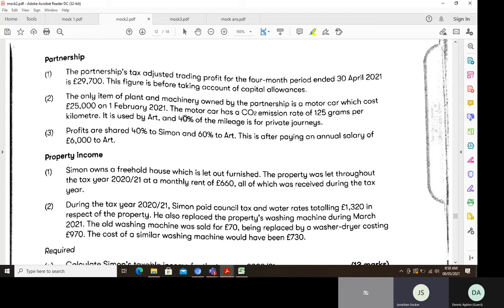And it's used by A, and 40% of the mileage is for private journeys. So the motor car is not used 100%. This is self-employment business, and so far as one of the owners is using the car privately, the allowance will be limited to only the business percentage of business use. So 40% private, that means 60% for business. So whatever allowance we calculate on the car, we will only take 60%, which is for the business use.